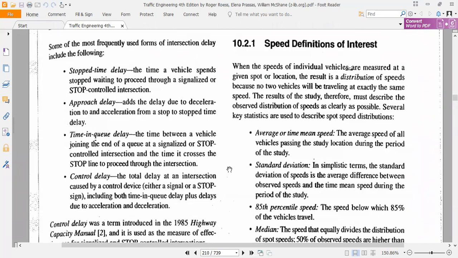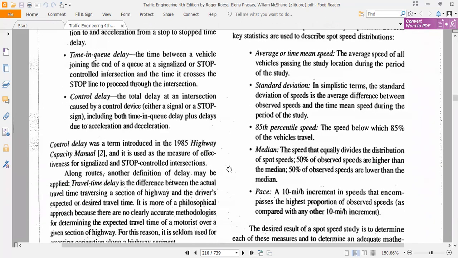Okay, there are some definitions of interest, and these are average or time mean speed. So the average speed of all vehicles passing the study location during the period of study. For example, you are conducting a spot speed study, and your study time is, let's say, 1 hour, and during this 1 hour, 100 vehicles passed.